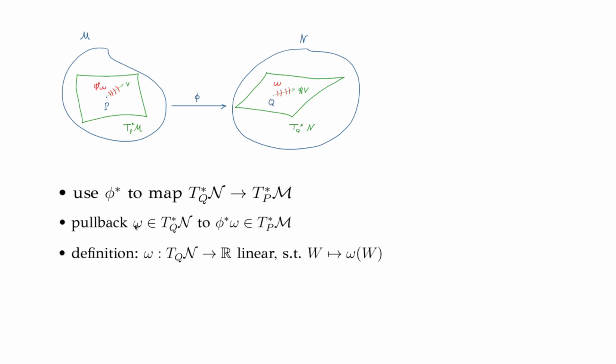In order to define the pullback phi star omega, we have to remember that one-forms are linear maps from the tangent space to the real numbers. So omega is a linear map from the tangent space at Q onto the real numbers, such that any vector W at Q is mapped to the real number omega of W.